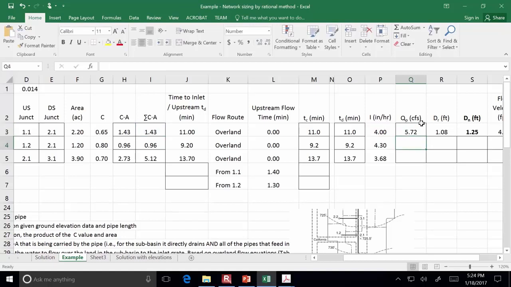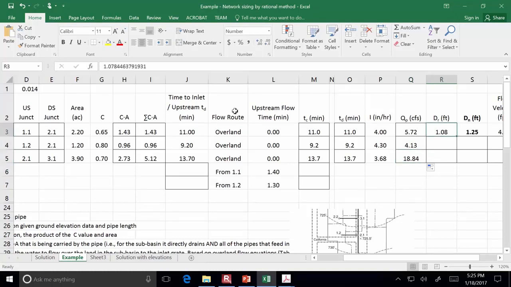And so 5.72 CFS is just based on the contributing area, the runoff coefficient, and the intensity. And the same thing is true for the water that's getting into inlet 1.2. And then the 18.84 that's getting into pipe C. So this is the peak.